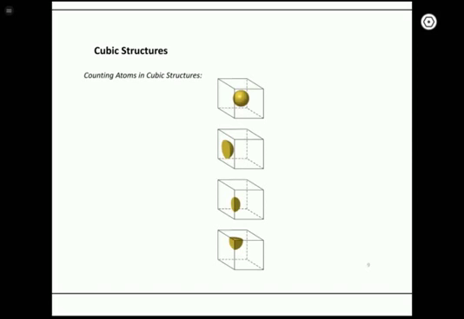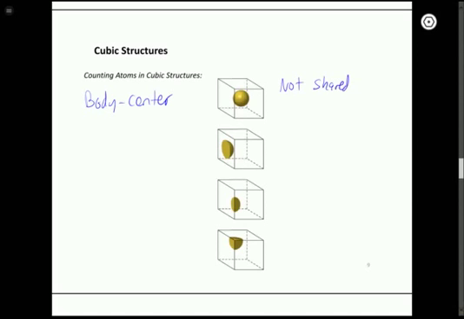We have to be able to know how to count the atoms in these cubes. The first possibility is if we have an atom that's completely in the center of our cube, that's called a body center position. In this case, the atom is not shared by more than one cube. Remember that in the lattice, we're going to take these individual cubes and stack them in all three directions. But if we have an atom in the center of the cube, it's only held by that one cube. It's not shared by any other unit cell. So an atom in the center of a cube counts as one whole atom.